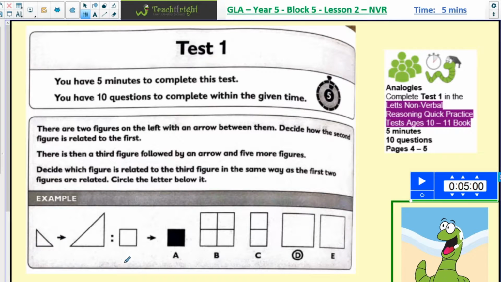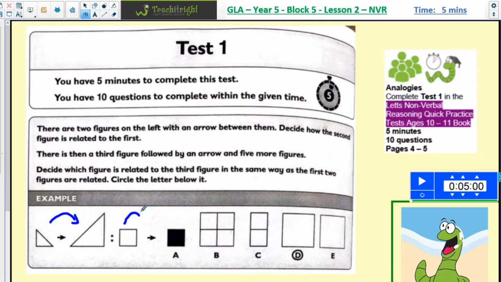Right, let's jump into the first example. So here is an example of an analogy. I will read it out because it's a lovely description. There are 2 figures on the left with an arrow between them. You have to decide how the second figure, this figure, is related to the first. So what's changed? And this is where you might go through your Spantros and think, okay, well, what's happened? There will then be a third figure after the colon, and one of these answers will be related in the same way as these two.